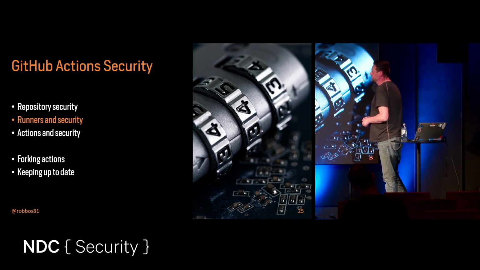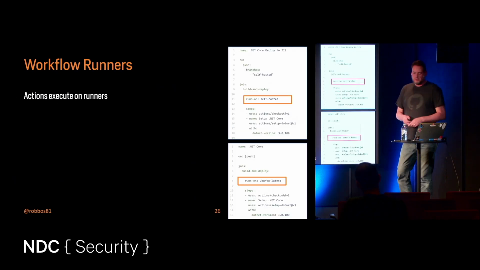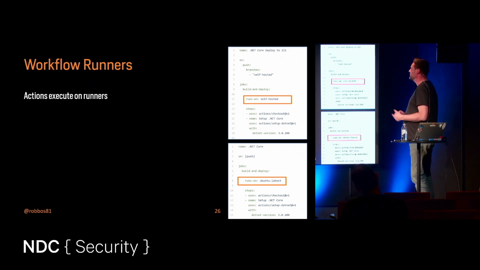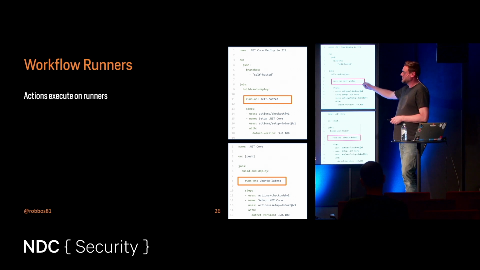Let's talk a little bit about those runners. The runners are the things that execute your workflow files. There's some compute somewhere, and you got two options there. You can run them on a self-hosted setup, where you install a virtual machine, install a runner on there, and from that start executing.